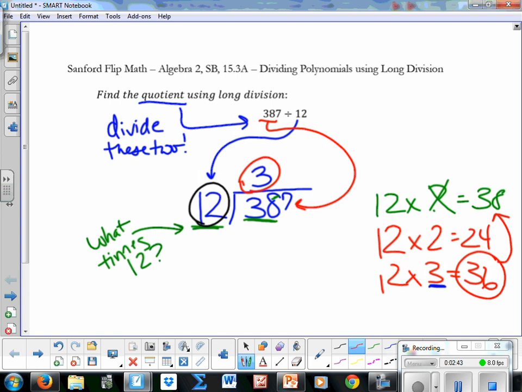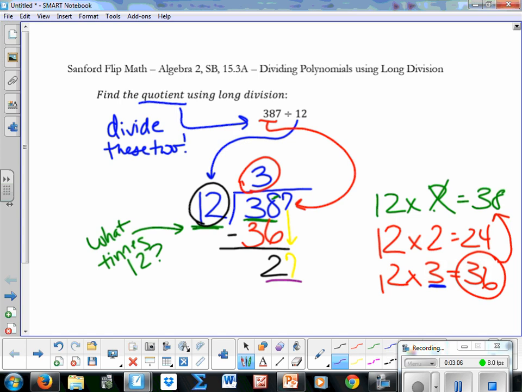Okay, so I'm going to multiply these together. 3 times 12 is 36. And now I'm going to subtract these two. So 38 minus 36 is 2. Then we need to bring down that 7. And we're going to do the same process again, this time using our 27 instead of our 38.